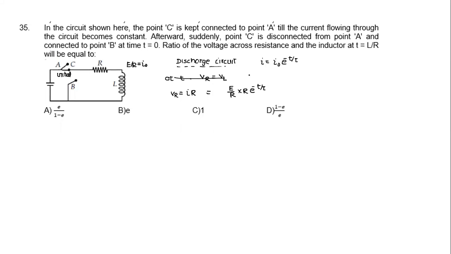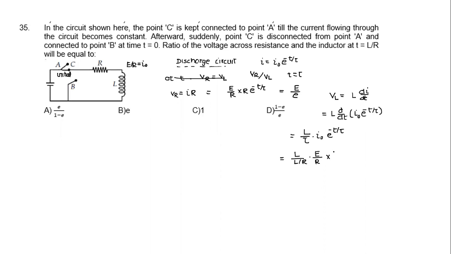We have to find the ratio of voltages VR by VL at time t equal to tau. At t equal to tau, VR becomes equal to E by e. Similarly, calculate VL. VL at time t is equal to L di by dt. If we differentiate, it comes to L into d by dt of I naught e raised to the power minus t by tau. So it becomes equal to L divided by L by R, into I naught, and e raised to the power minus t by tau with t equal to tau. With I naught as E by R, this becomes E by e. When you see those things, both are equal, hence the ratio comes equal to 1.